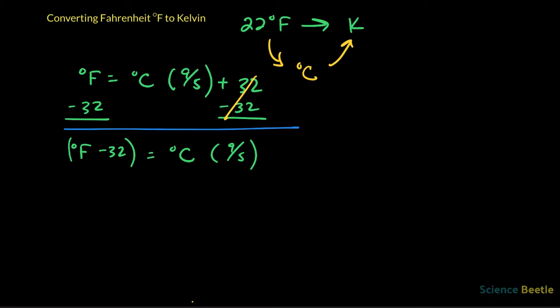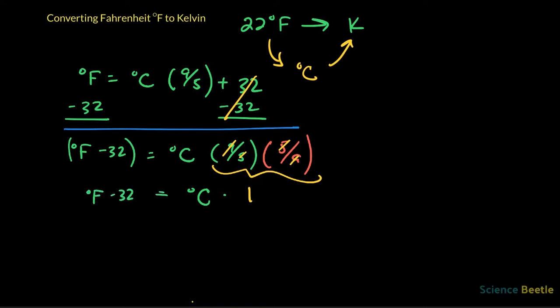In order for me to isolate the Celsius by itself, I need to multiply by the inverse of 9/5, so that would be 5/9 on both sides. What this allows us to do is cancel the 5s and the 9s. Essentially all of this becomes a 1. Let me just write that down. All of this becomes 1, multiplied times the degrees Celsius. And obviously here will be degrees Fahrenheit minus the 32.